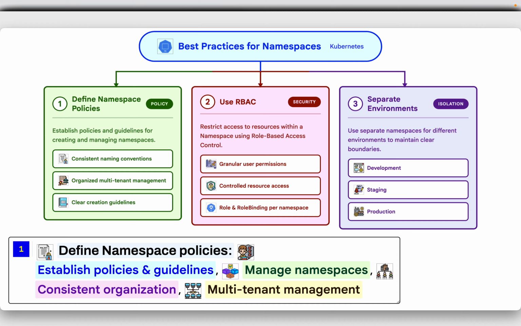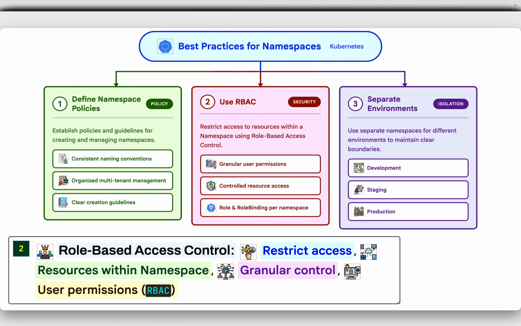Define namespace policies. So establish policies and guidelines for creating and managing namespaces, ensuring a consistent and organized approach to multi-tenant cluster management. Second, use role-based access control to restrict access to resources within a namespace, providing granular control over user permissions and actions.